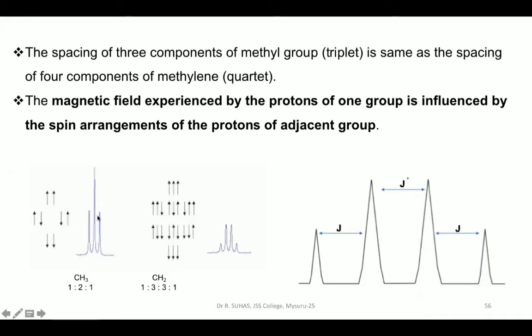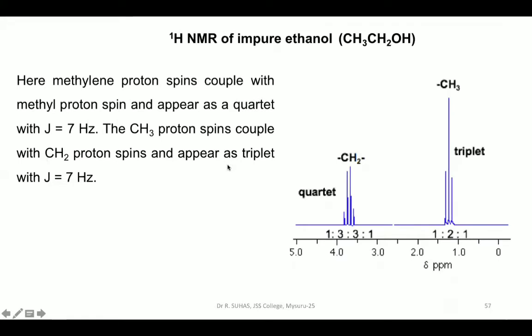The distance between these two will also be the same, and it is represented by J. Then what do we mean by coupling constant, and how are the peaks going to be split and coupled here? That we have to see. It is mainly seen by the fact that the magnetic field experienced by the protons of one group is influenced by the spin arrangements of the protons of the adjacent group. We will clearly explain this by taking the example of impure ethanol.